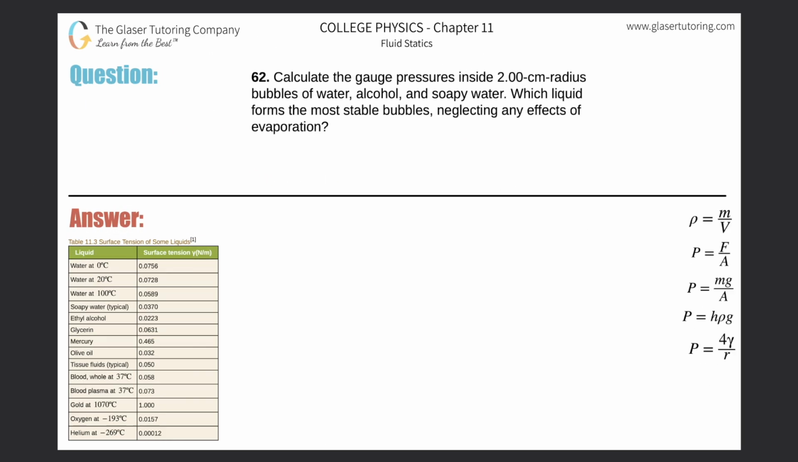Number 62, calculate the gauge pressures inside 2 centimeter radius bubbles of water, alcohol, and soapy water. Which liquid forms the most stable bubbles, neglecting any effects of evaporation?